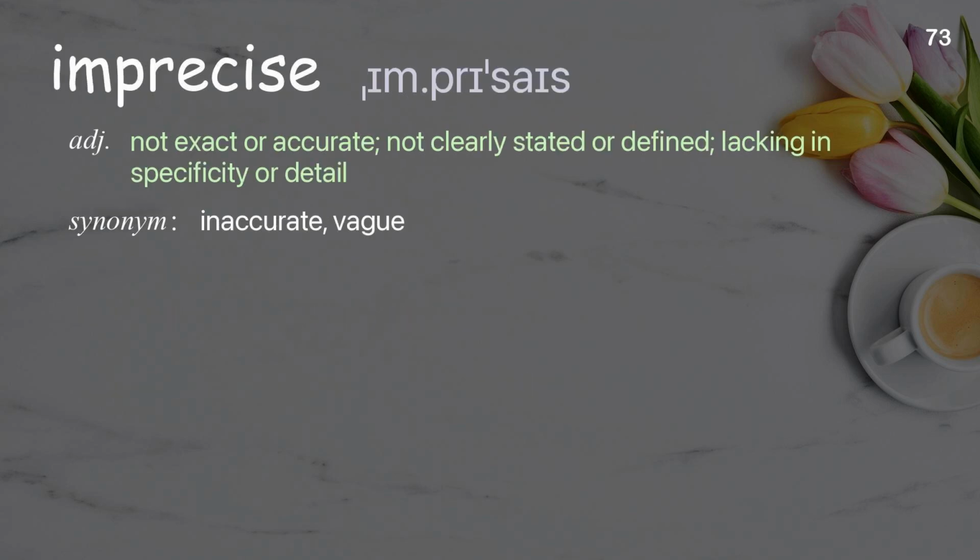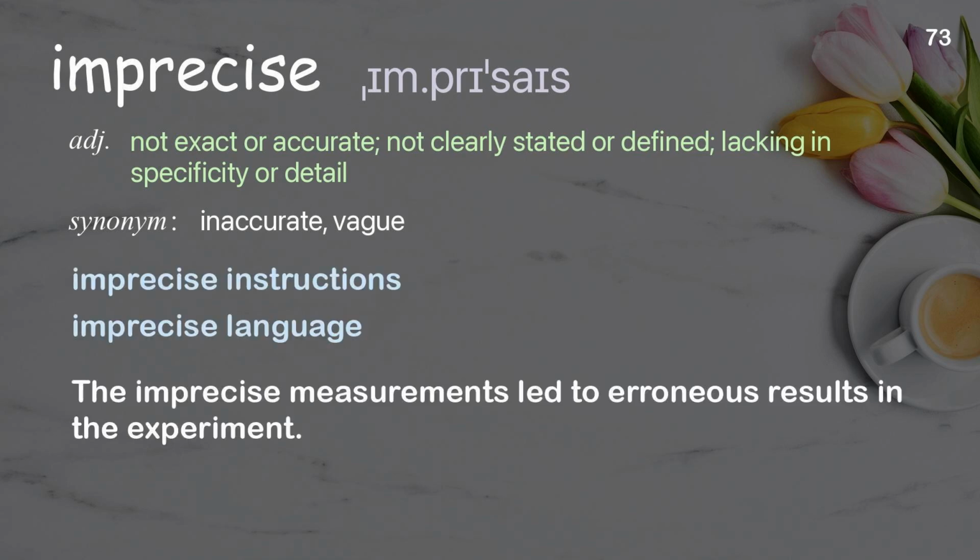Imprecise. Not exact or accurate, not clearly stated or defined, lacking in specificity or detail. Examples: imprecise instructions, imprecise language. The imprecise measurements led to erroneous results in the experiment.